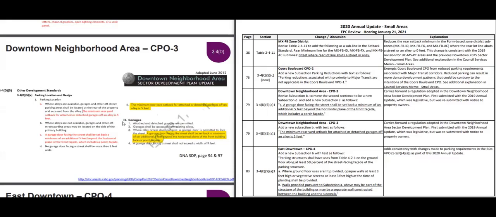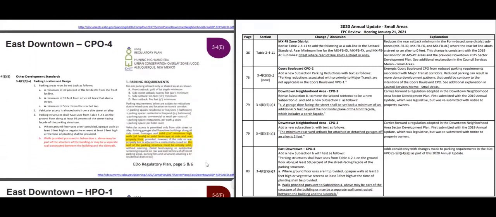The next change is also to the same section. It's in the 34D5A1A, and that change reads: the minimum rear yard setback for attached or detached garages off an alley is 5 feet. This change carries forward regulation that was adopted in the downtown neighborhood area sector development plan. This was also first submitted in the 2019 annual update, which was a legislative action, but this year it was resubmitted with notice to every property owner in that small area.